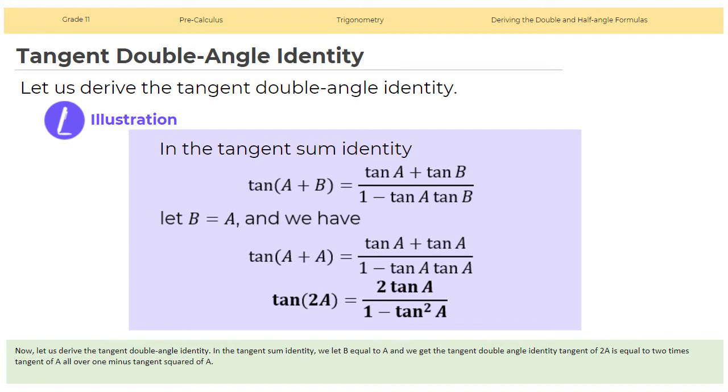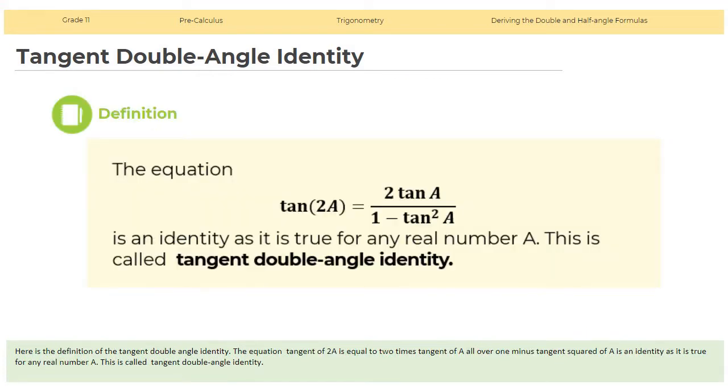In tangent sum identity, tangent a plus b equals tangent a plus tangent b all over 1 minus tangent a tangent b, let b equals a, and we have tangent a plus a equals tangent a plus tangent a all over 1 minus tangent a tangent a. So it will be tangent 2a equals 2 tangent a over 1 minus tangent square a.